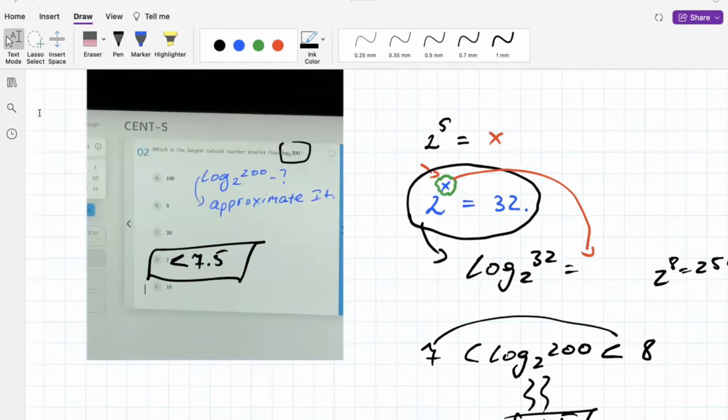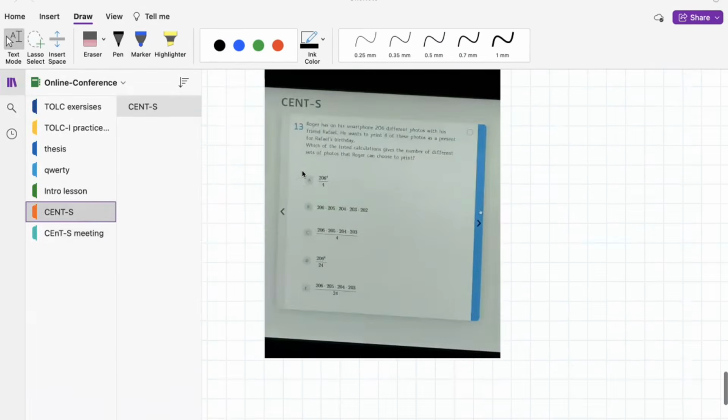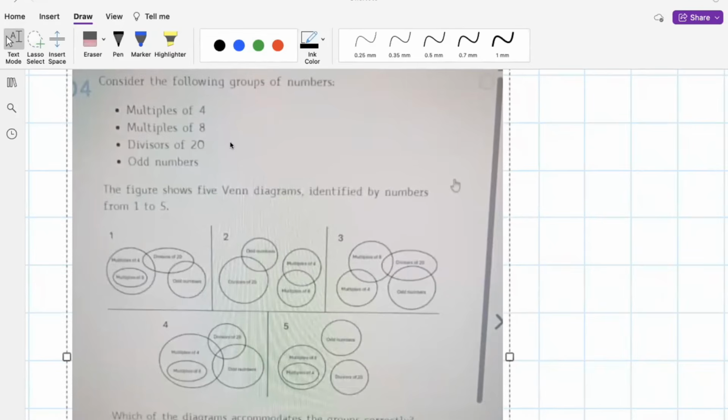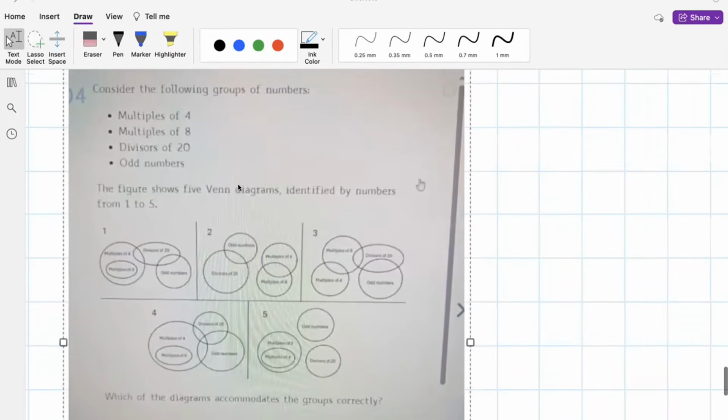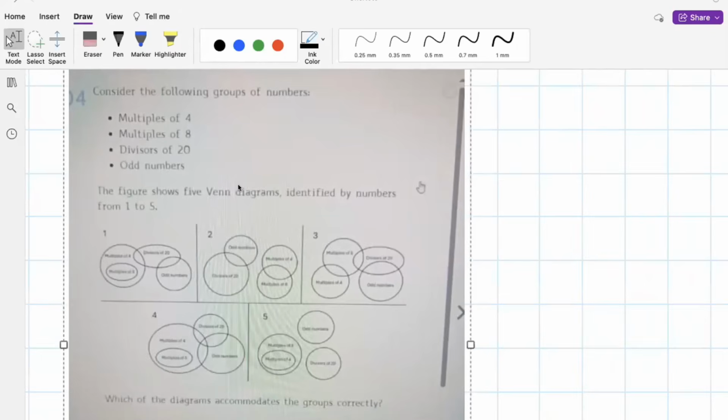All right, I'll give you a problem on the reasoning part. Okay, thank you. In this problem, you just have to choose which of the diagrams, basically these are Venn diagrams, corresponds to these statements, to this relationship of the numbers.